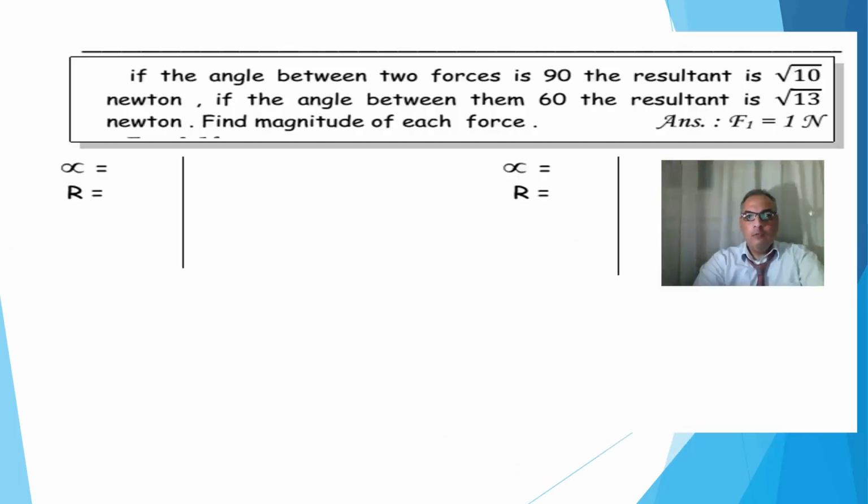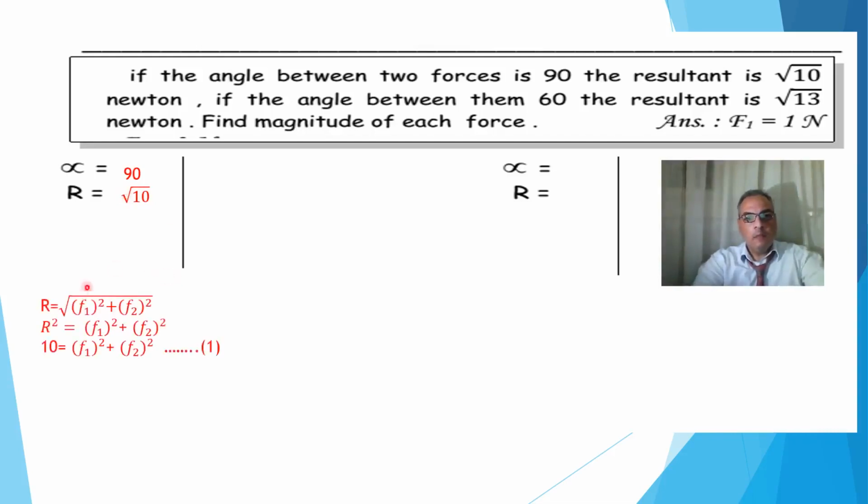If the angle between two forces is 90, so the two forces are perpendicular, the resultant equals root 10. So R equals square root of F1 square plus F2 square. So R square equals F1 power 2 plus F2 power 2. Root 10 power 2 is 10, and write F1 square plus F2 square. We obtained the first equation.